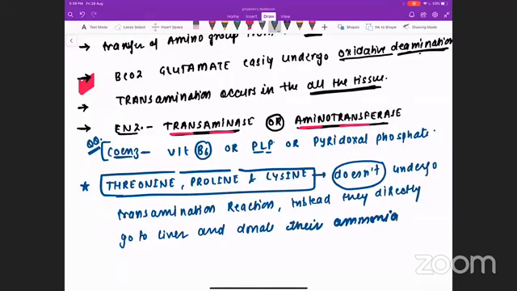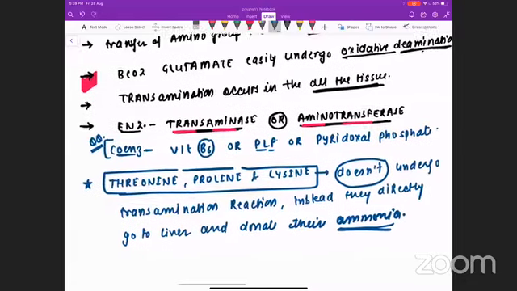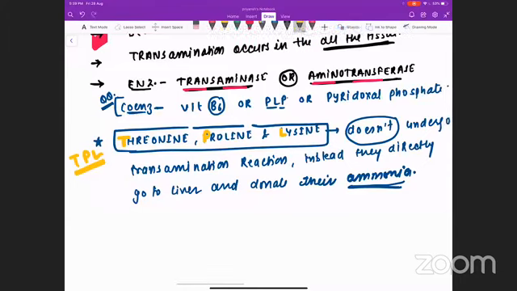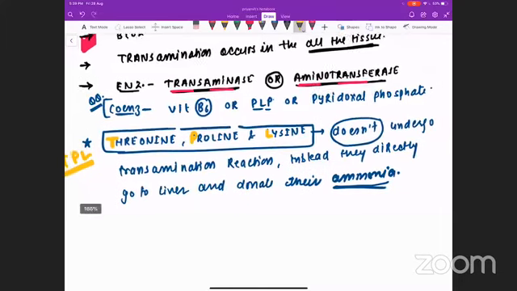Instead, they directly go to the liver and donate their ammonia. Threonine, proline, lysine. How we can remember is this is not IPL, this is TPL. Threonine, proline, and lysine. TPL does not undergo transamination. They will directly go to the liver and will donate the ammonia.